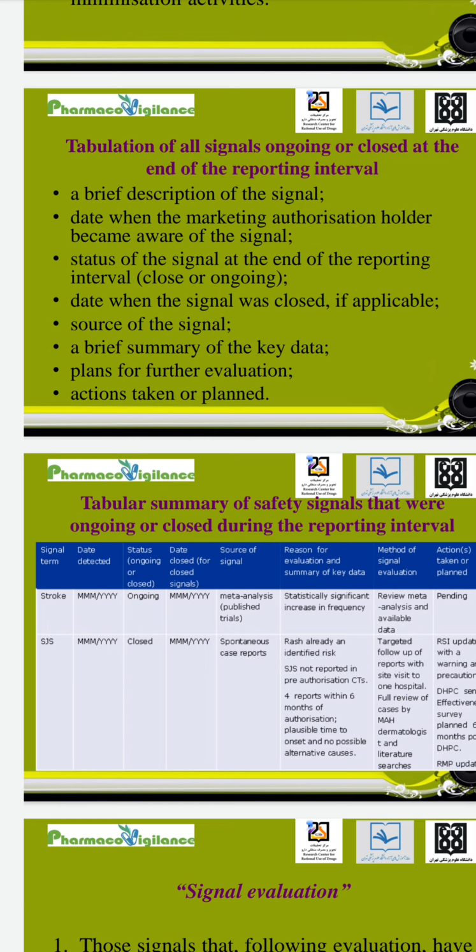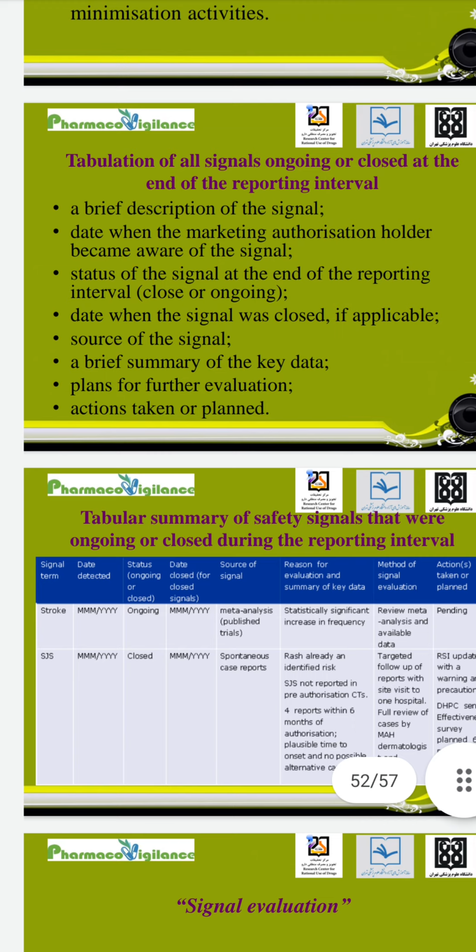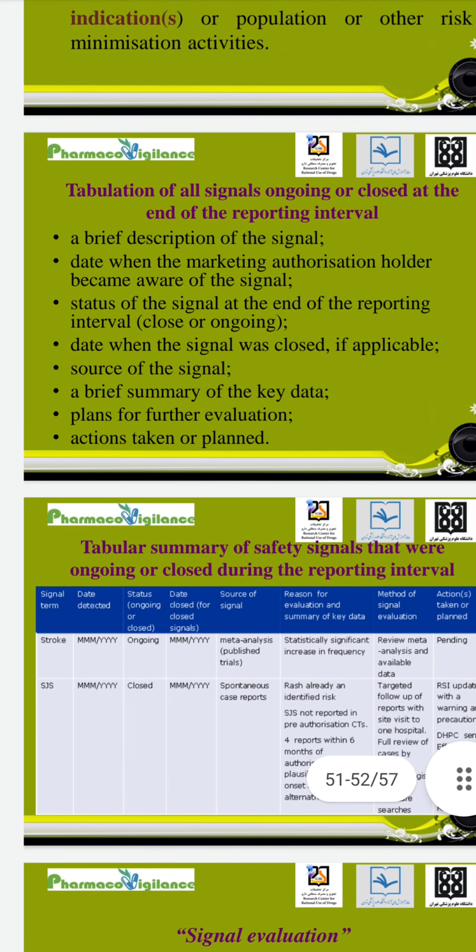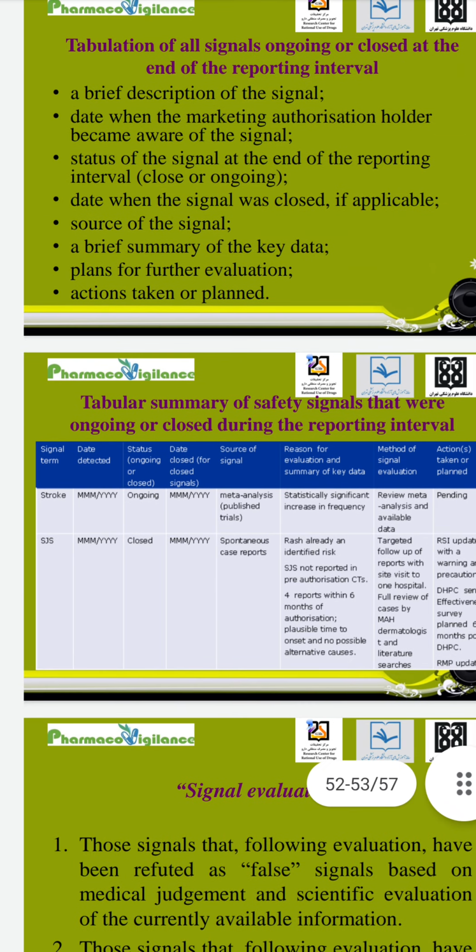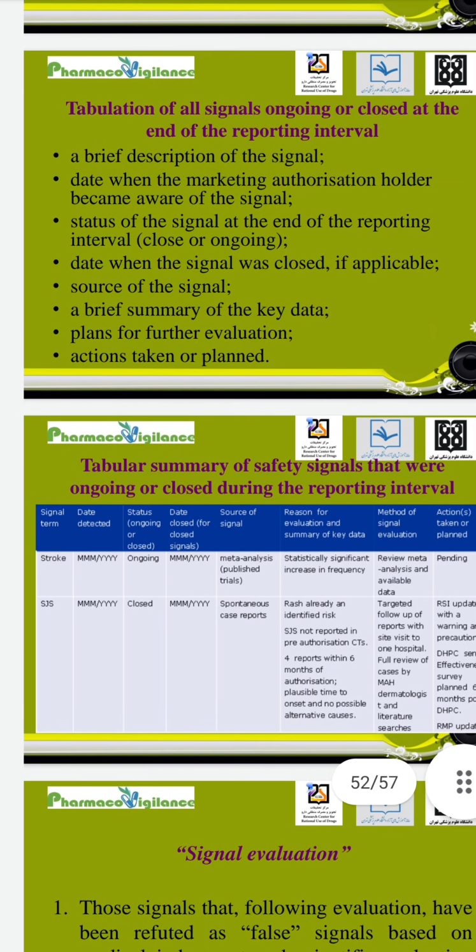A brief description of the signal. Date when the marketing authorization holder became aware of the signal, and the status of the signal at the end of the reporting interval, closed or ongoing. Date when the signal was closed, if applicable, and source of the signal. Brief summary of the key data. Plans for further evaluation and actions taken or planned.